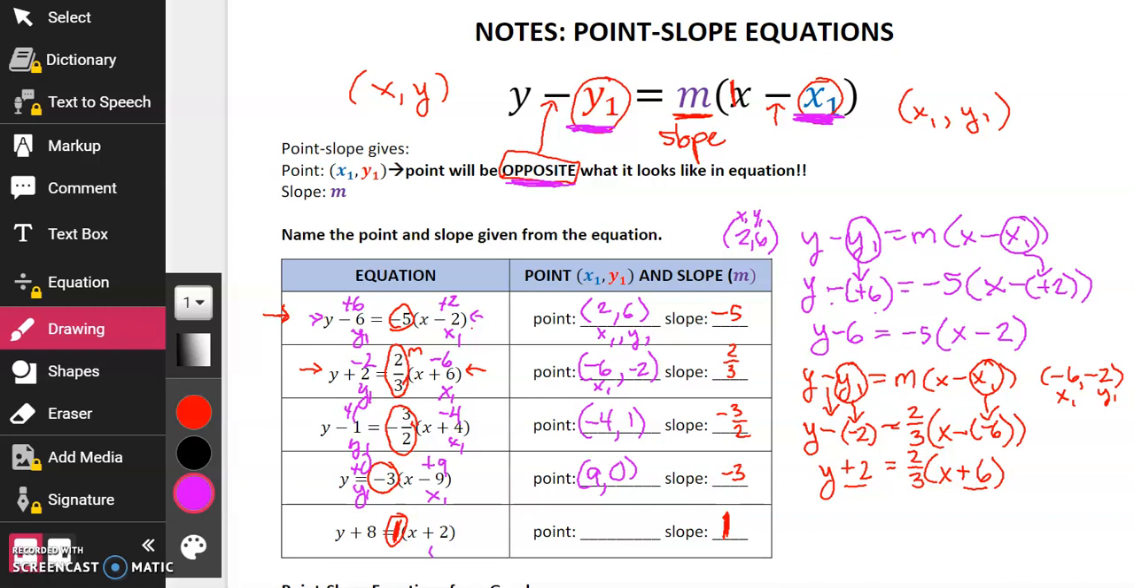All right, last one. x1, y1, okay? Opposite of what we see, so negative 2, negative 8. Boom, boom. That's it, guys. So just training your brain. Point, slope. My point is opposite of what I see. Slope is the value outside.